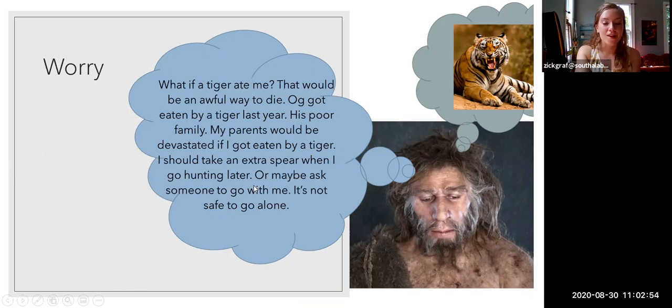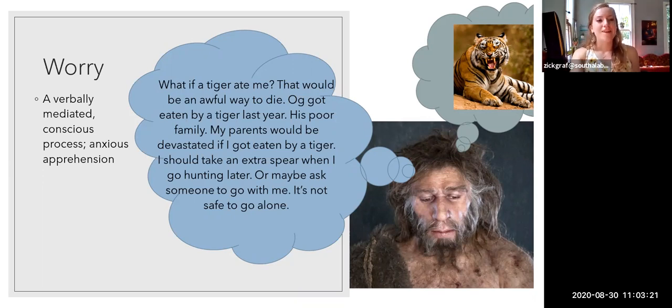Thinking about the future and anticipating danger allows us to make plans. So he needs to go hunting, but maybe he'll take an extra spear, or maybe he'll ask someone to go with him. So worry in this case was part of his problem-solving process, thinking about future danger and figuring out ways to mitigate that danger or manage it. So that is the adaptive function of worry. It helps us plan ahead and it helps us anticipate and avoid danger.